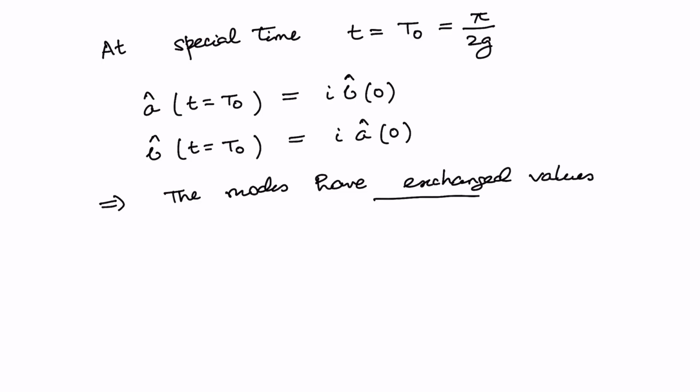This feature can be exploited to transfer states from the optical mode to the phonon mode. So this feature is very important for state transfer, and it is heavily exploited for state transfer purposes. Let me repeat again: this feature can be exploited to transfer the states from the optical mode to the phonon mode. In fact, the optical information can be written to and read from the mechanical mode.